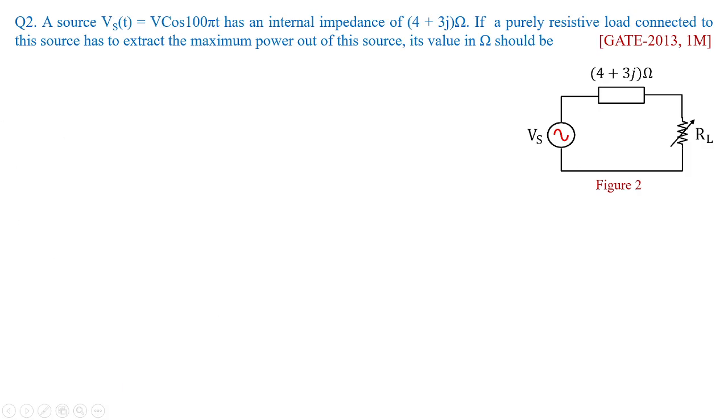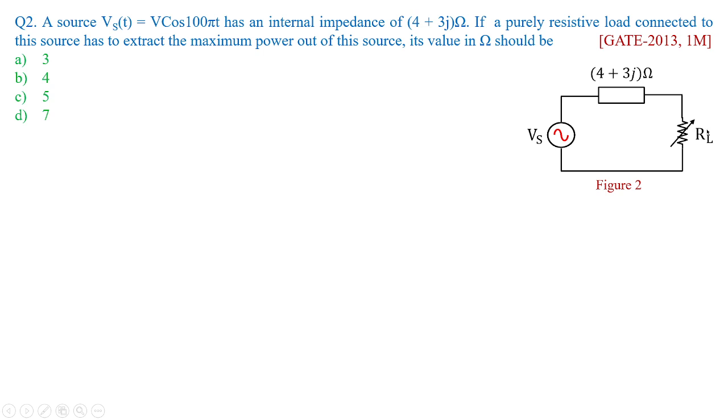Like in the next numerical you can see in figure 2 you have RL, that is variable in nature. You have source voltage and impedance value is given by 4 plus 3j ohms. This was asked in GATE 2013 for 1 mark. So a source voltage Vs of t is equal to V cos 100 pi t has an internal impedance of 4 plus 3j ohms. If a purely resistive load is connected to this source, to extract the maximum power out of this source, its value in ohms should be. So options given are here 3, 4, 5 and 7.